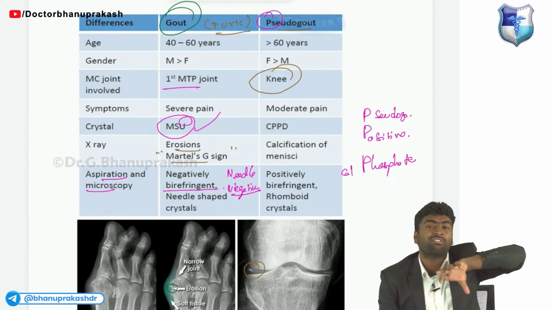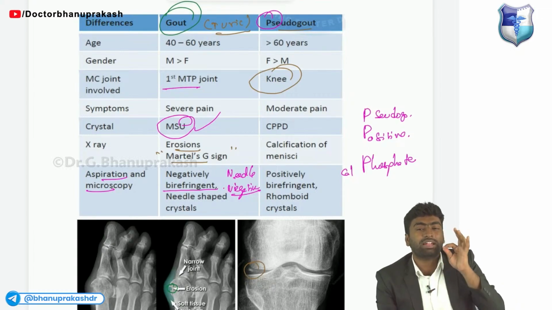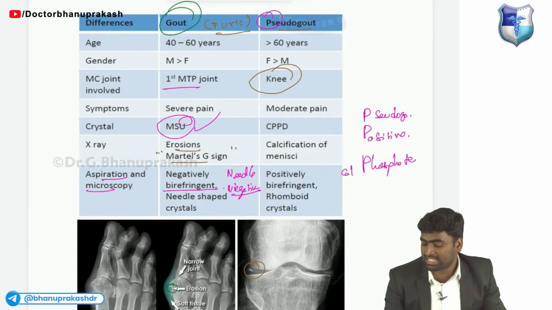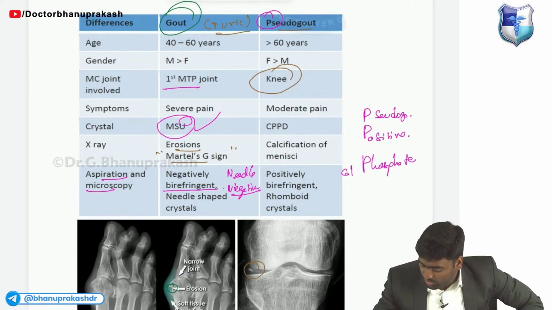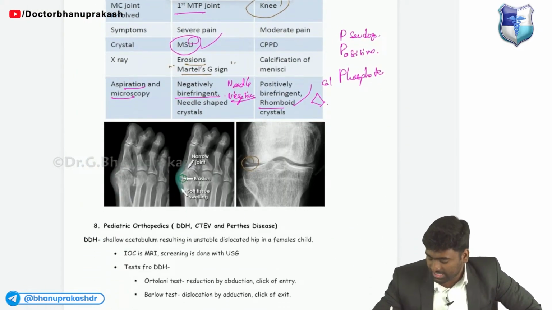it will be forming calcification inside the meniscus, so there will be a meniscal calcification. We know the meniscus is in the knee, so pseudogout classically involves the meniscus. In pseudogout we will be able to see rhomboid-shaped crystals. These are the signs you need to know.